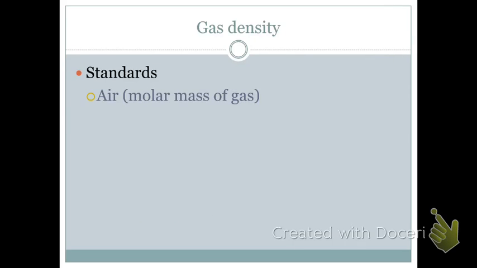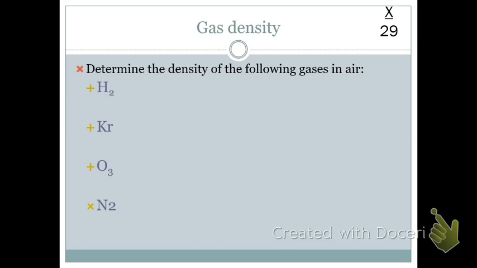The air standard: through scientific calculation, we know that air has a molar mass altogether equal to 29 as its standard. So if I was doing a comparison, determine the density of the following gases in air. Once again, look at hydrogen on your red, white, and blue periodic table. Find the molar mass of hydrogen, divide that by 29. That answer is going to tell you what the standard comparison of density is in air, and it will also tell you whether it's going to sink or float.